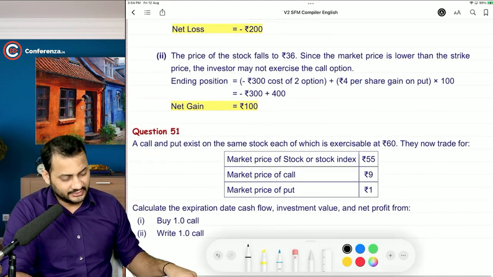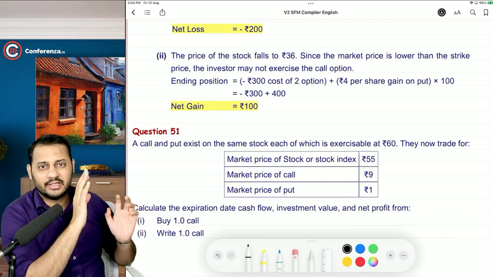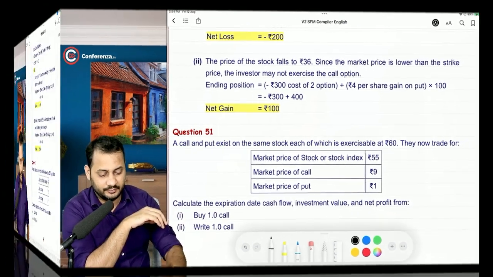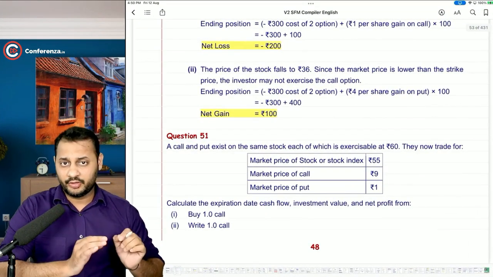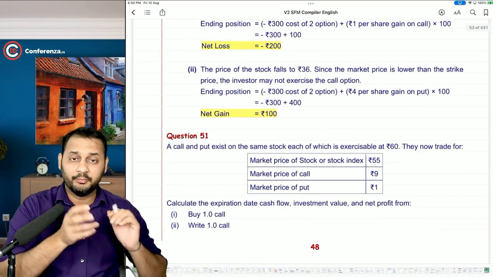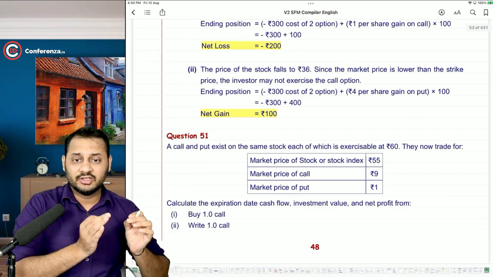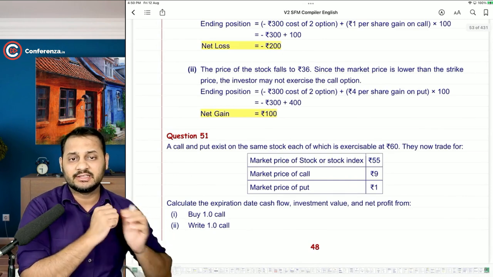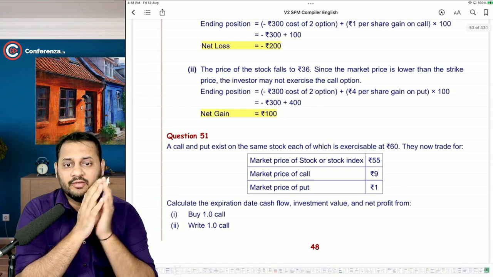51 is going to be the next cash flow question, and this has some ambiguities that we are going to discuss. Let's have a look at question number 51. A call and a put. Both the options, the right to buy and the right to sell, exist on the same stock, each of which is exercisable at rupees 60. They now trade for this much.